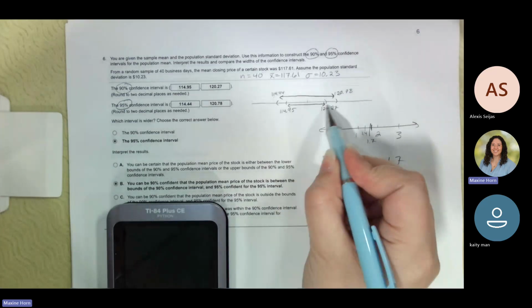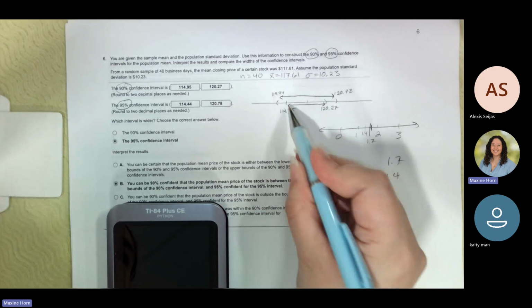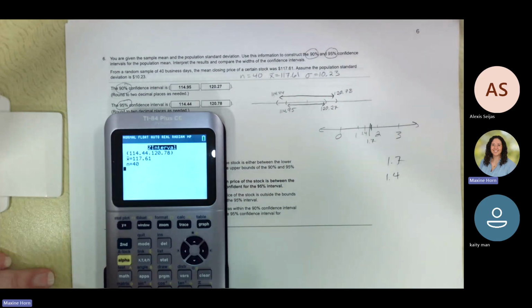Okay, so like 120.27 minus 114.95, then compare. Oh, yeah, I see what you mean. So you're saying, well, how wide is my net? Yes, you can absolutely do that too. So let's do that. I can say 120.27 minus 114.95.